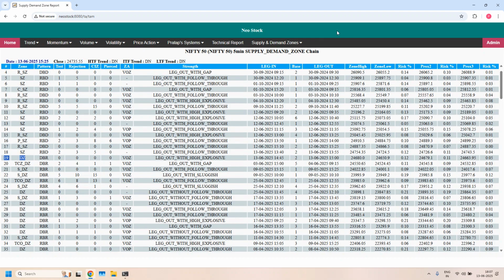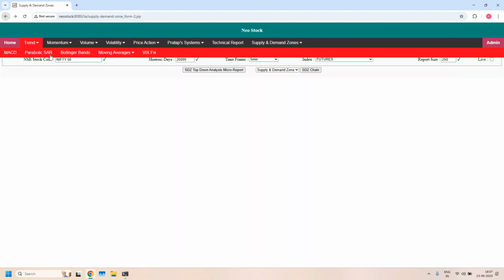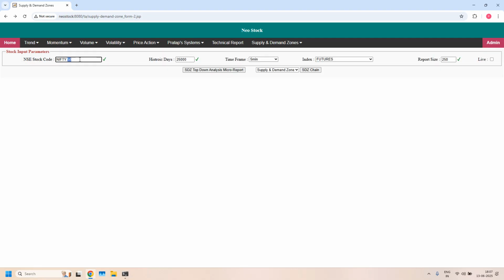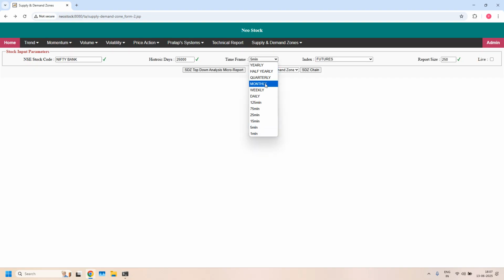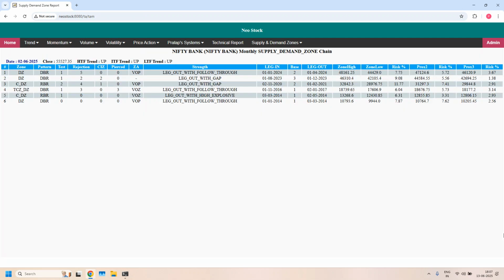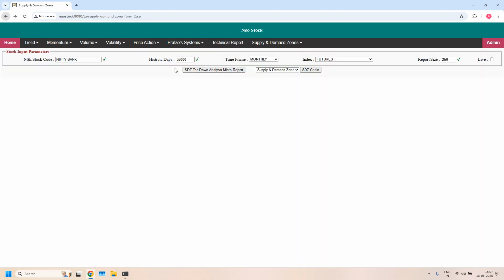Next, I will generate Bank Nifty supply demand zone chain. Changing the name to Nifty Bank. That is nothing but Bank Nifty. Generating monthly supply demand zone chain for Bank Nifty. Next, generating weekly supply demand zone chain for Bank Nifty.